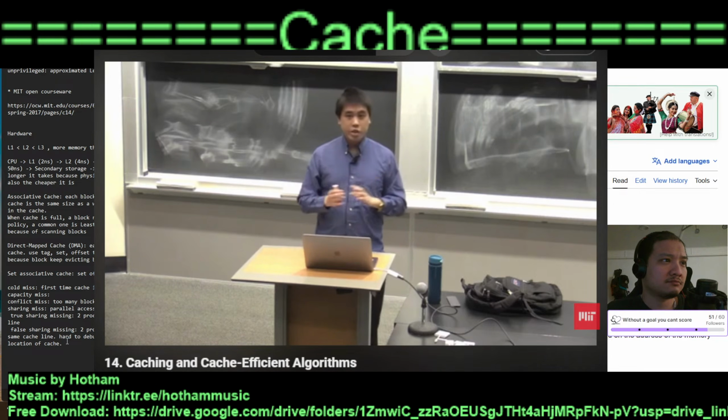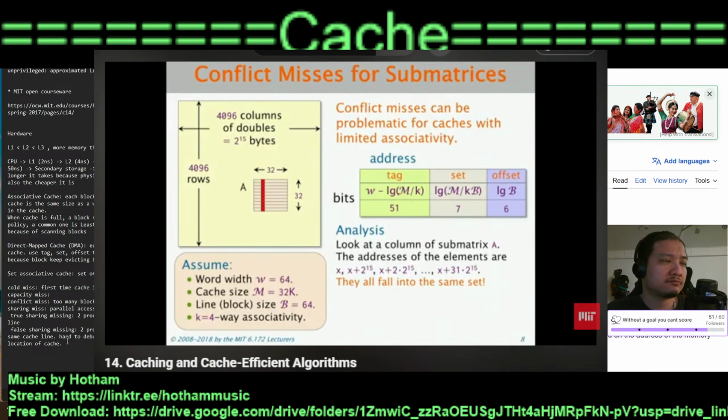Does anybody have any ideas on how to fix this? What can I do so that I'm not incrementing by exactly 2 to the 15th every time?